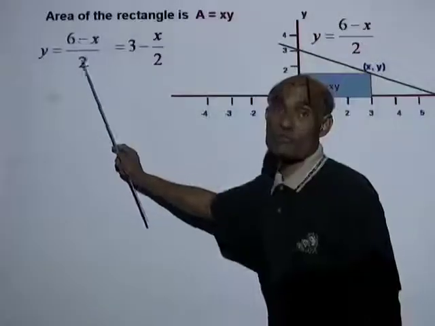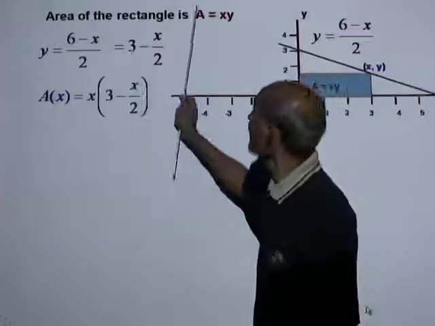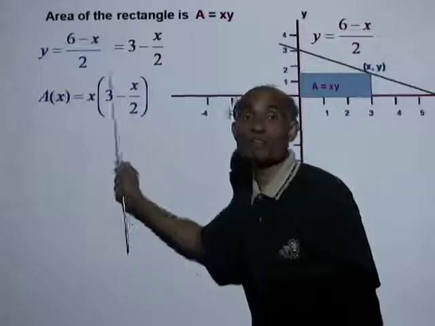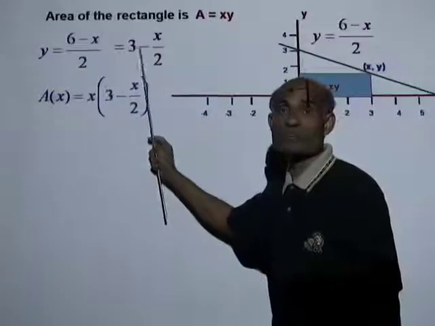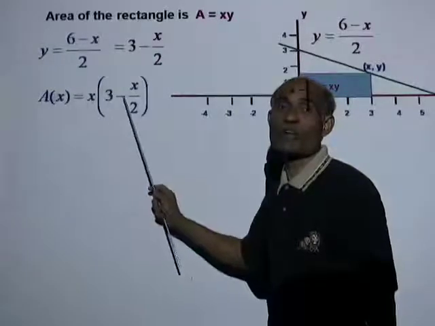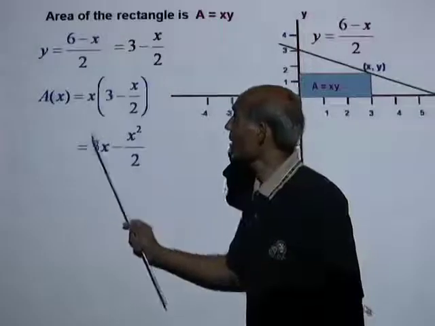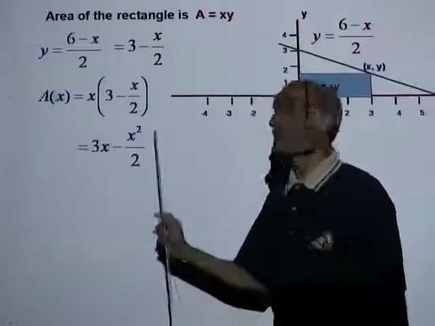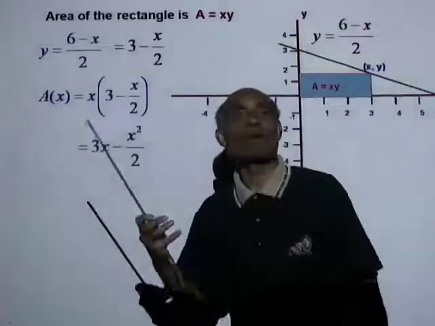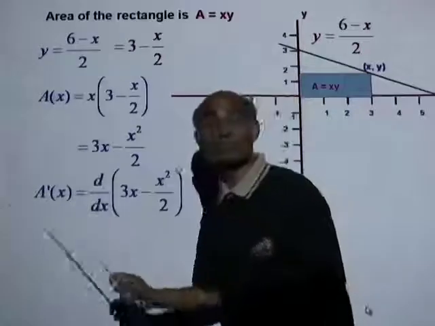Now, 6 minus x over 2 is 3 minus x over 2. Therefore, area as a function of x is x times y. X times, this is y, 3 minus x over 2. Now, distribute that. That will be 3x minus x squared over 2. X squared over 2 is simply 1/2 x squared. And find the derivative of that.